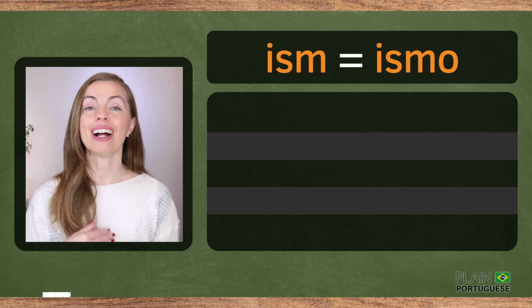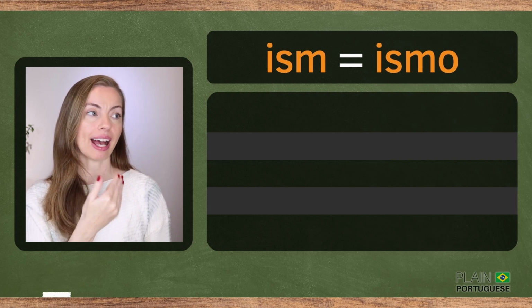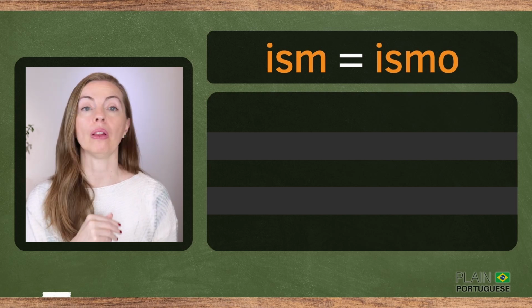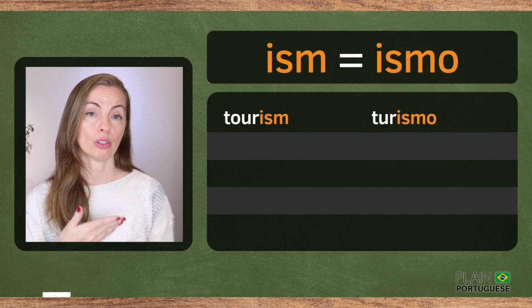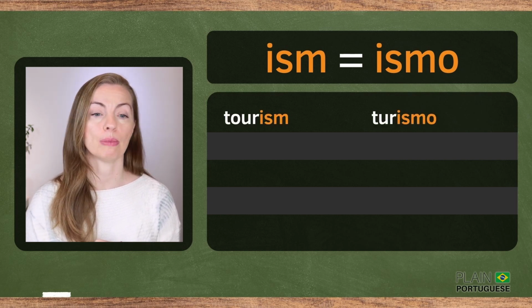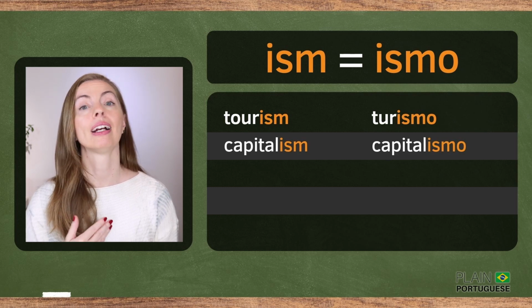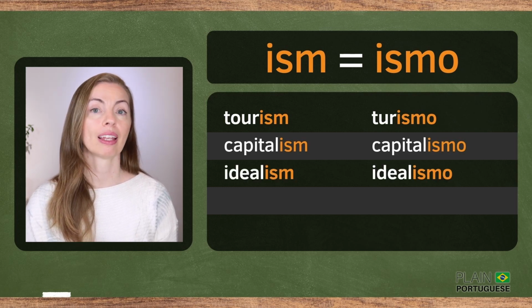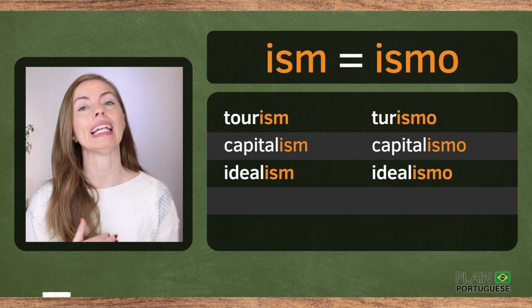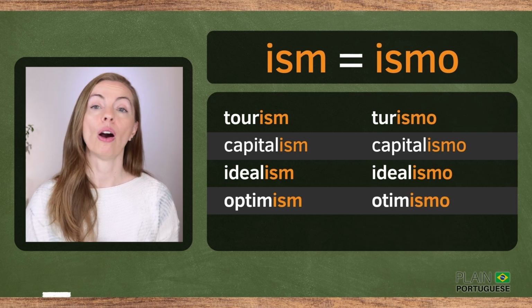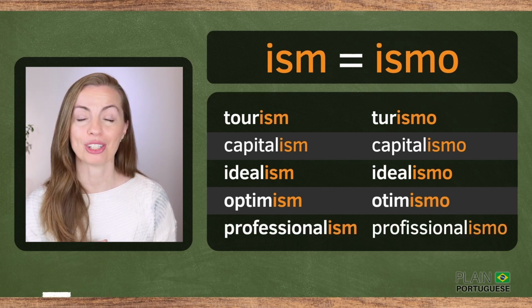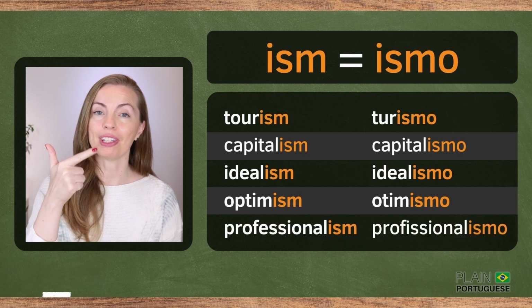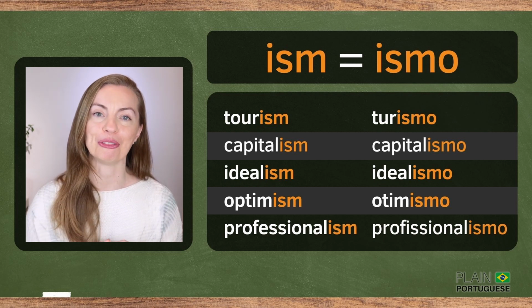In English, nouns that end with the letters ISM will end in ismo in Portuguese. Tourism, turismo. Capitalism, capitalismo. Idealism, idealismo. Optimism, otimismo. Professionalism, profissionalismo.